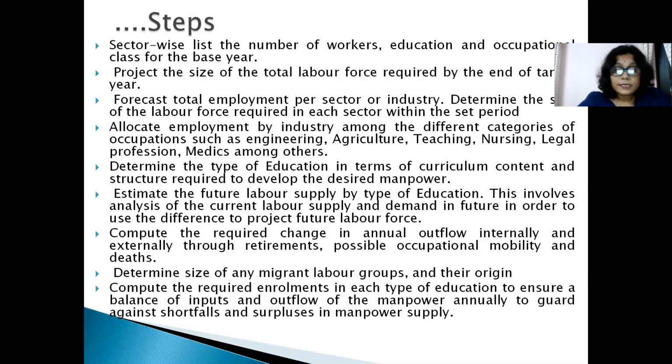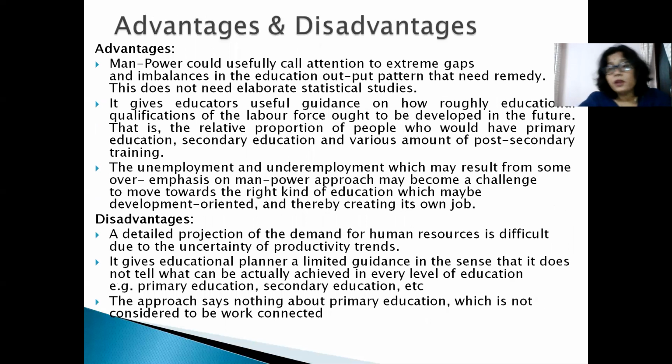Then determine the size of any migrant labor groups and their origin. And finally, compute the required enrollments in each type of education to ensure a balance of inputs and outflow. Outflow means outputs of the manpower annually, to guard against shortfalls and surpluses in manpower supply. So these are the steps. Now there are some merits and demerits also in this manpower planning approach.